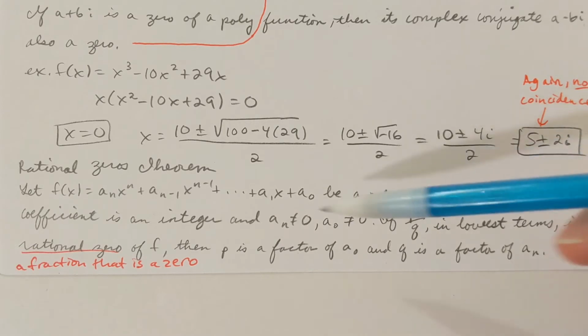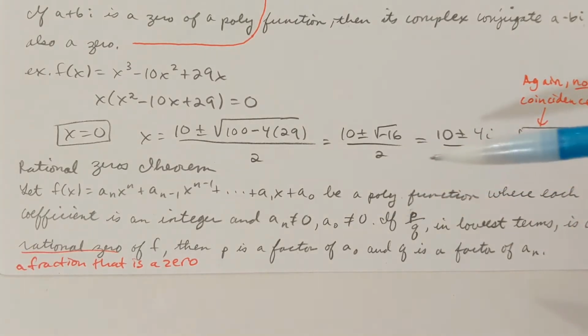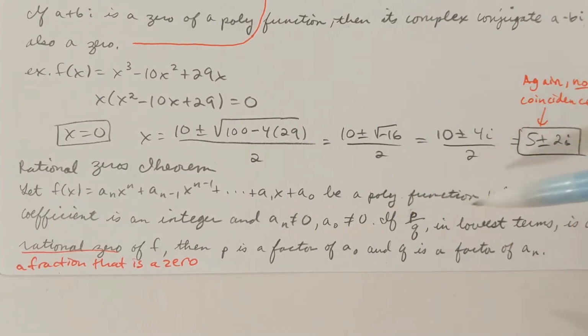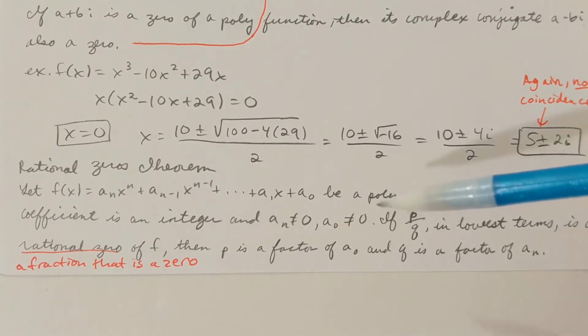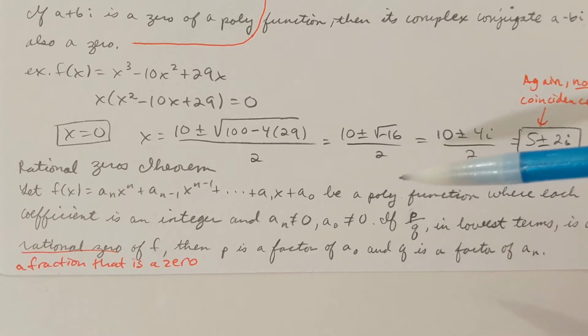So what does all this mean here? Well, basically what you're trying to do is get a list of fractions that are possible zeros. So let's maybe take a look at an example here.